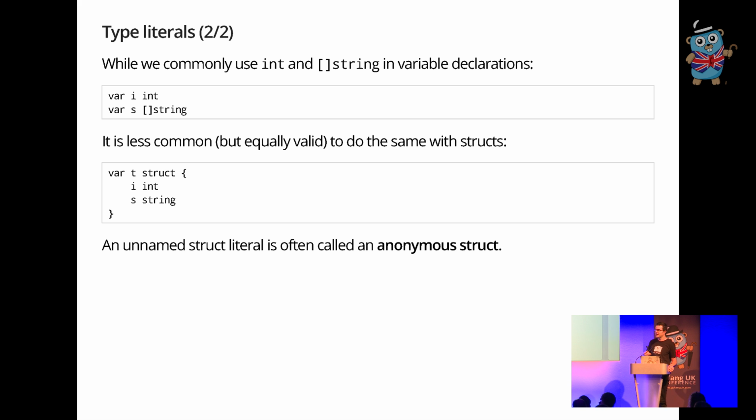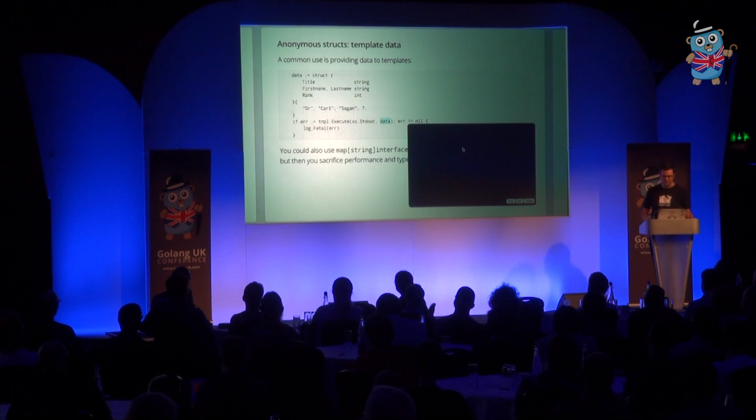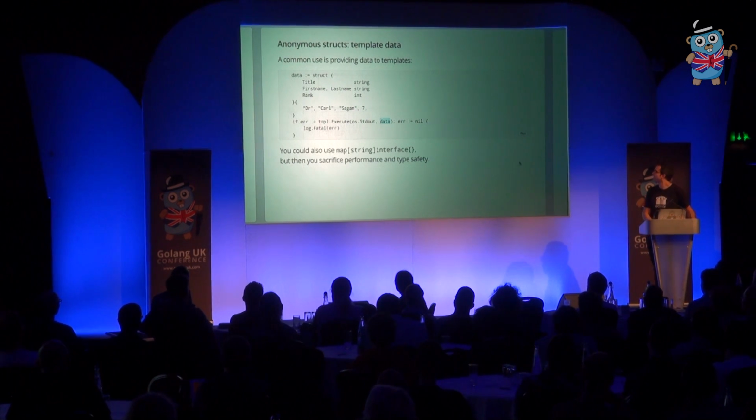So here I have a variable t that is a struct type, and these are usually called anonymous structs. One common usage is when you have a one-off use for a struct, and I often use this when I'm populating a template with some data. Here we have a variable data that is a struct type, and this is the contents of the struct. Then I can pass it into my template execute function, and if I run it, I get the template. Oh, wait, what did that say?